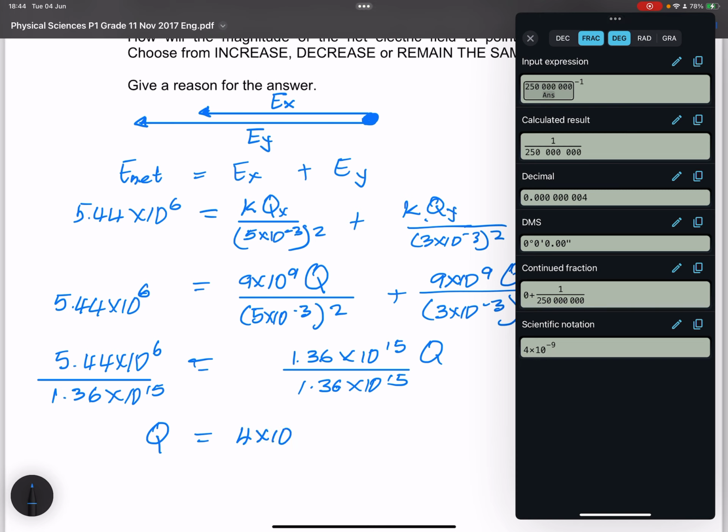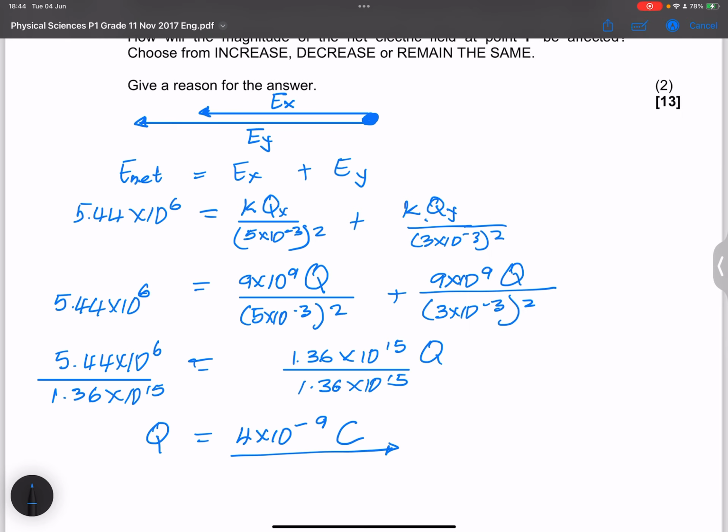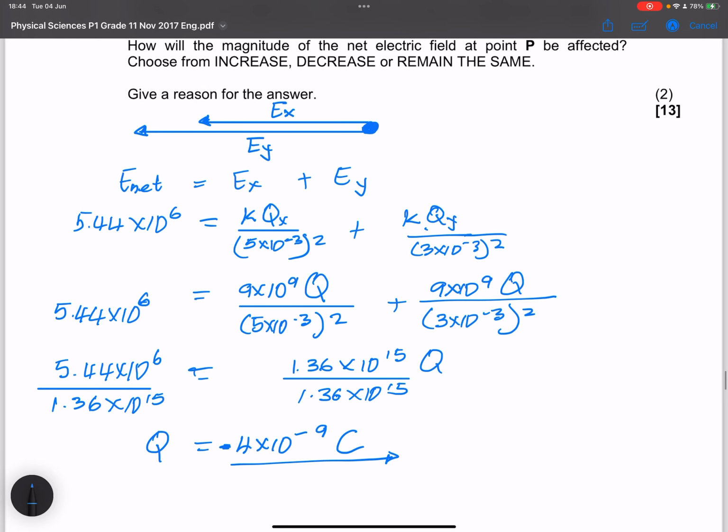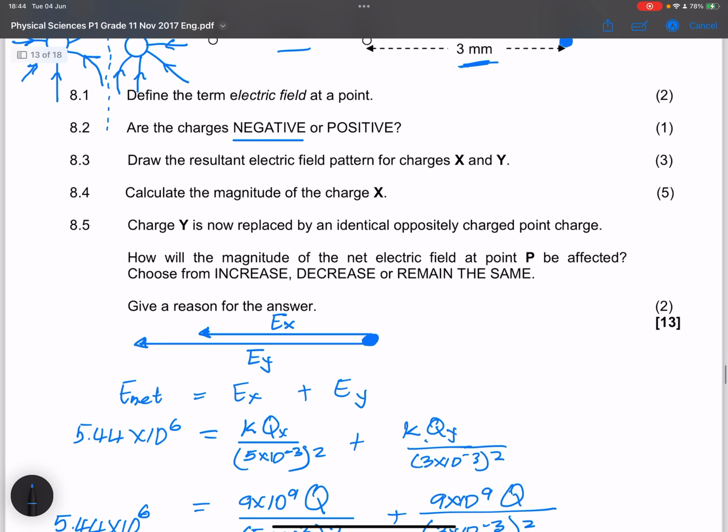That gives us 4 times 10 to the negative 9 coulombs. So this is going to be 4 nanocoulombs. But please remember, we did say that they are negative, so that means we're going to have that negative charge over there. But we were just interested in the magnitude, so it's not necessary to put the sign.